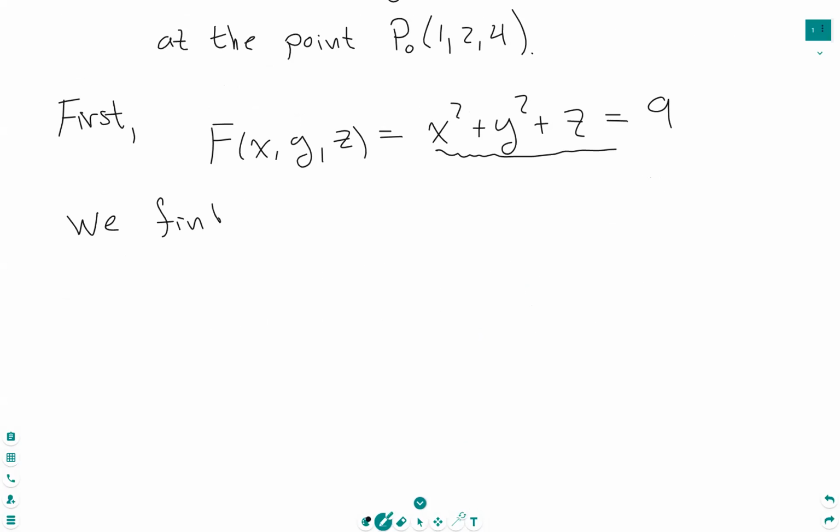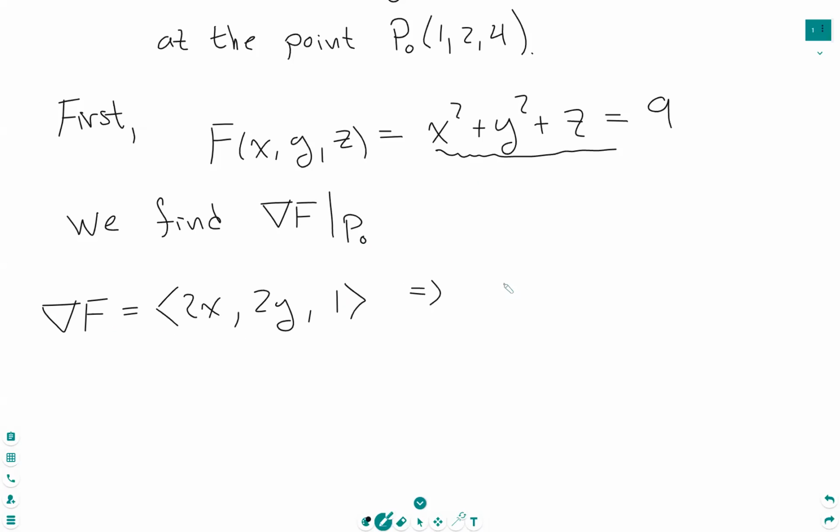The next thing we do is find the gradient of our capital F function at our point, P naught. So the gradient of F is equal to, we go ahead and take our derivatives. We get an x derivative that gives us a 2x. Our y derivative is just a 2y. And our z derivative is just 1. So the gradient of our capital F at P naught, when P naught is 1, 2, 4, just gives us the vector 2, 4, 1.